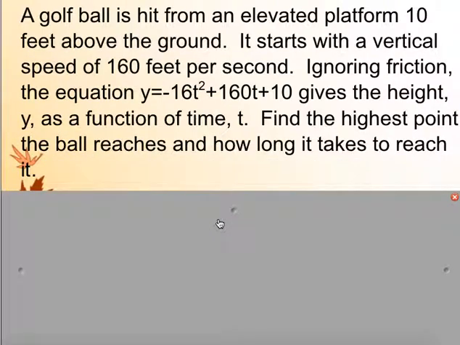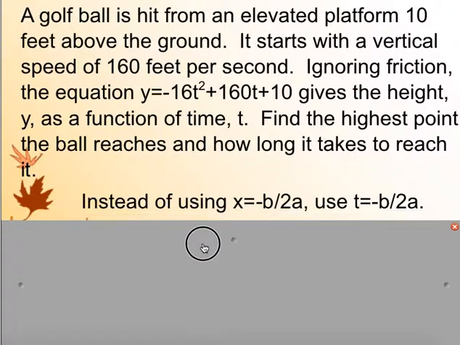A golf ball is hit from an elevated platform 10 feet above the ground. It starts with a vertical speed of 160 feet per second. Ignoring friction, the equation is y equals -16t squared plus 160t plus 10. It gives the height y as a function of time. Find the highest point the ball reaches and how long it takes to reach it, which means we need to find the vertex of this function.